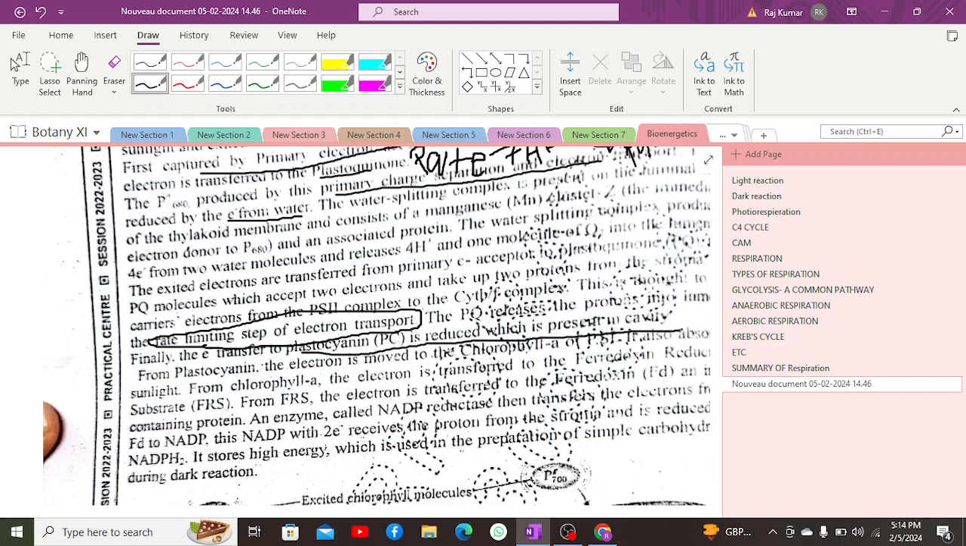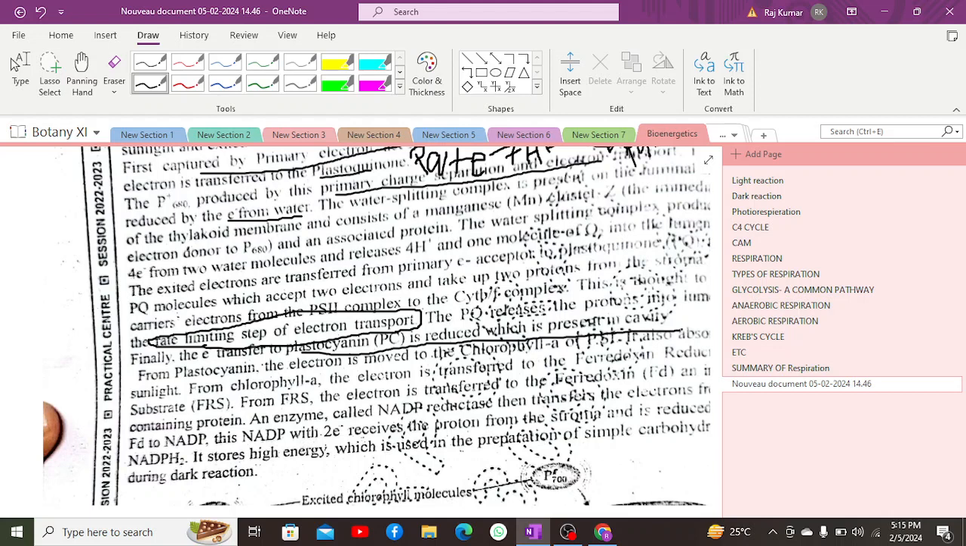Now here there's something which is going to happen: before accepting the electron from the plastocyanin, the photosystem one will tend to lose its electron, such that its accessory pigment also has excitation, due to which there will be resonance energy transfer, and the electrons will be transferred towards the reaction center. The reaction center will lose its electron, as a result of which it will become oxidized.